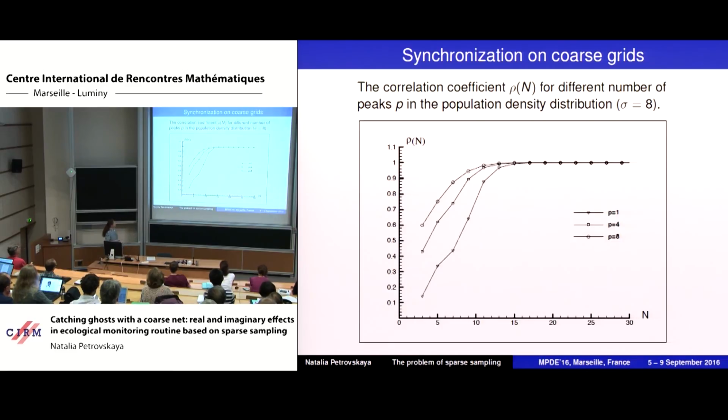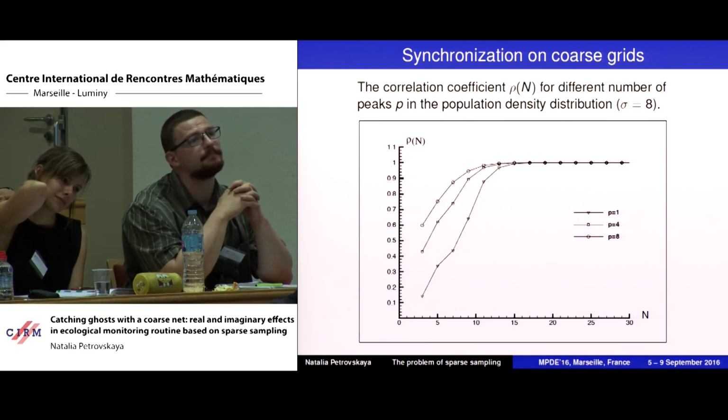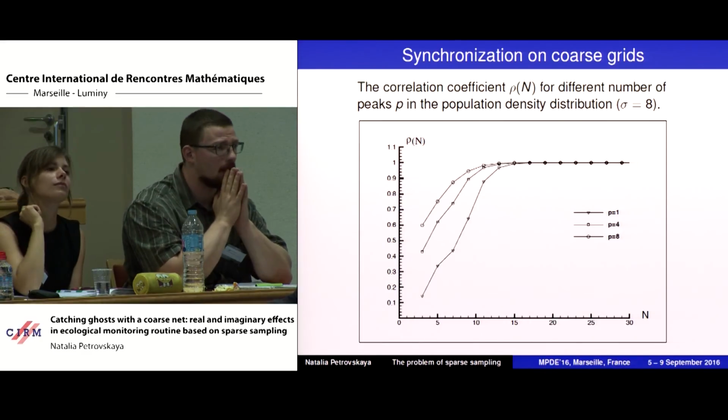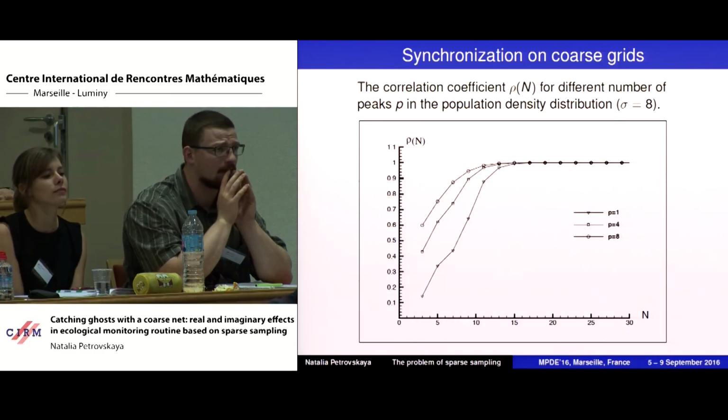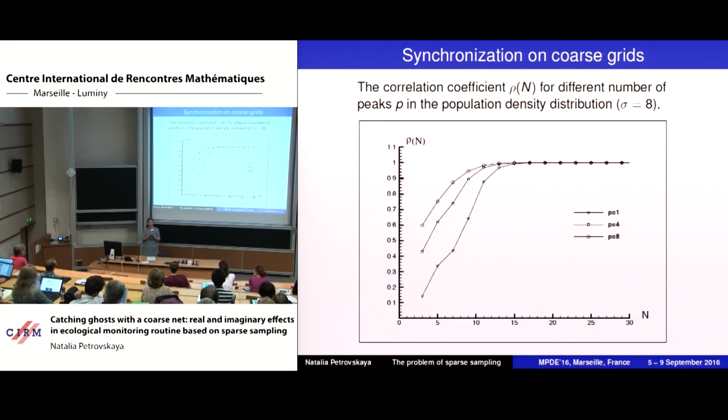Okay, so the same was repeated, but now it's a superposition of 1 peak, 4 peaks, or 8 peaks, and we can see that in the case of 8 peaks, our results are much better. And again, the naive explanation is that our density function, because it's now a superposition of 8 peaks, somehow fills the whole domain, so we are able to get some information about it, even on coarse grids. When we have 1 peak, then on coarse grids, we may just totally miss it.